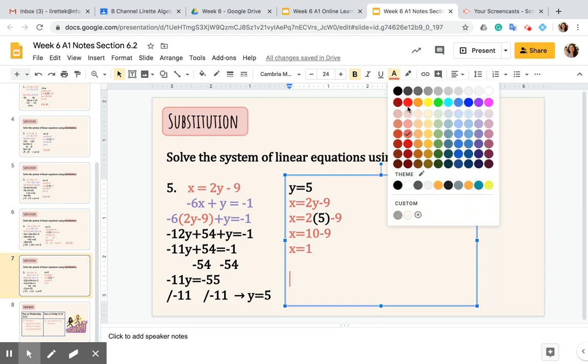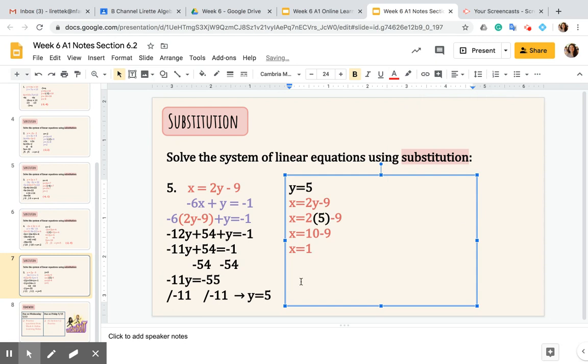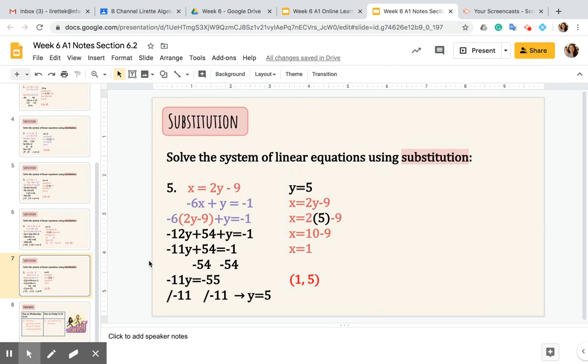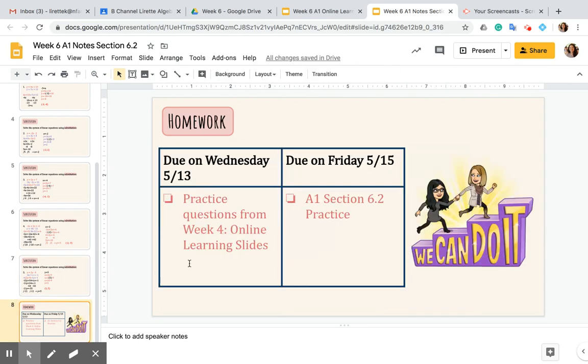I have an x. I have a y. I have an ordered pair. So all I need to do is put it together. X value goes first, so that's 1. Y value goes last, that's 5. And there's my solution.